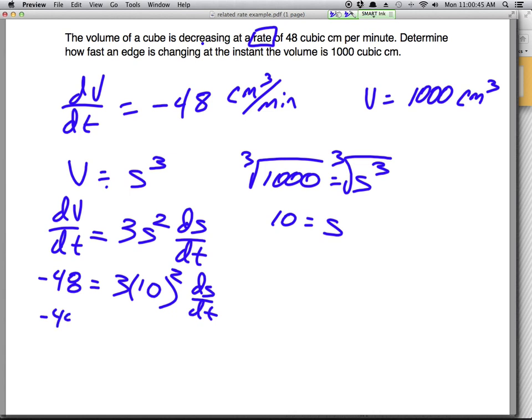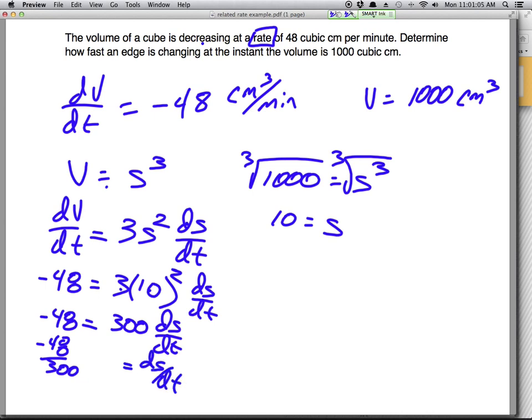So I have negative 48 equals 10 squared times 3, which is 300. All right, then what? I divide, and I get negative 48 over 300. And that gives me ds/dt.